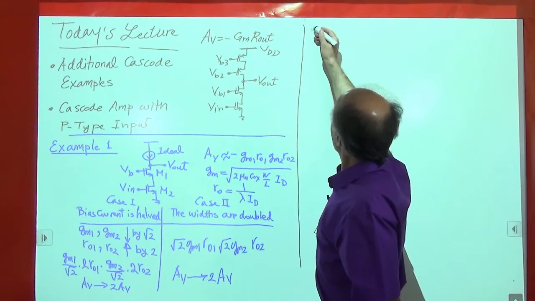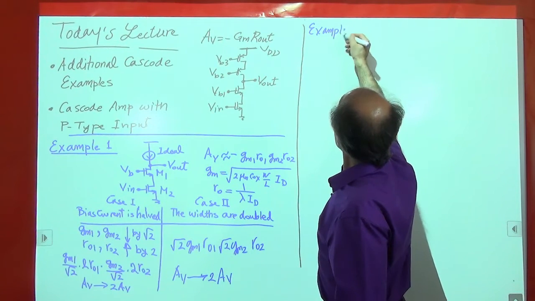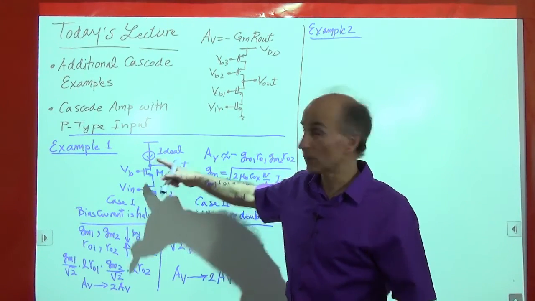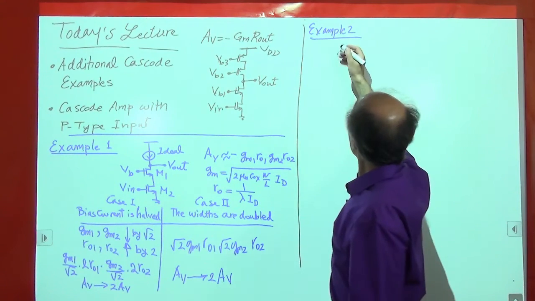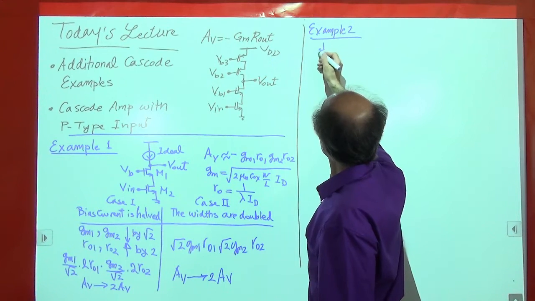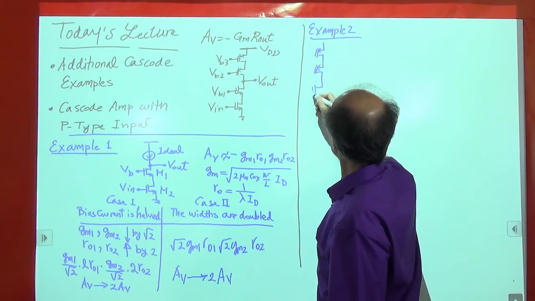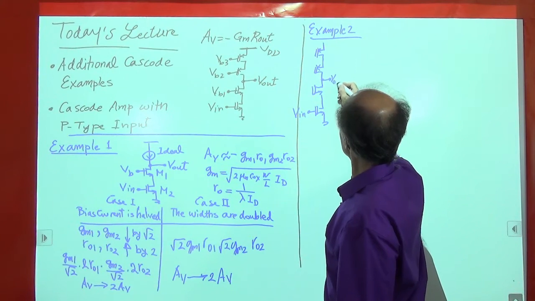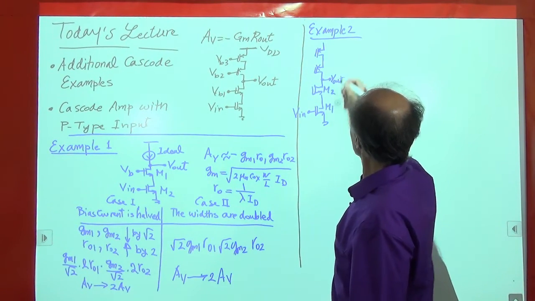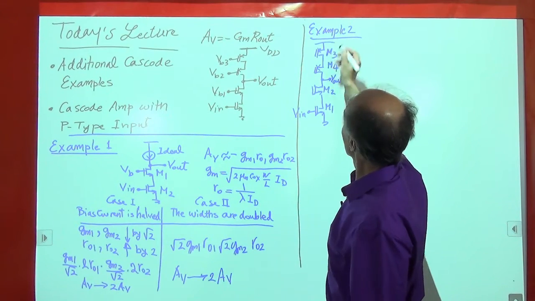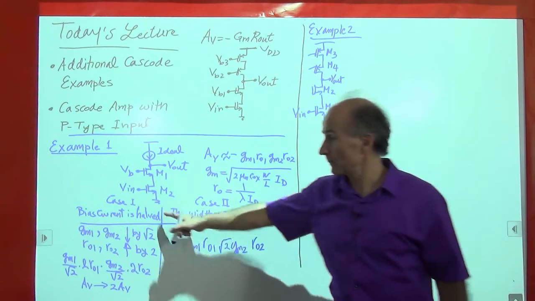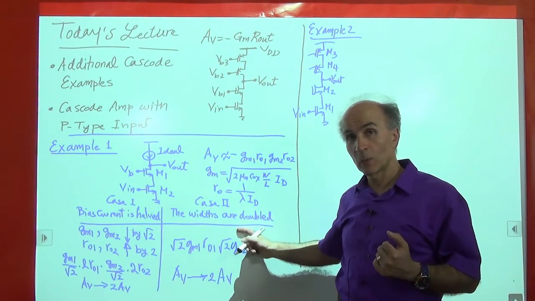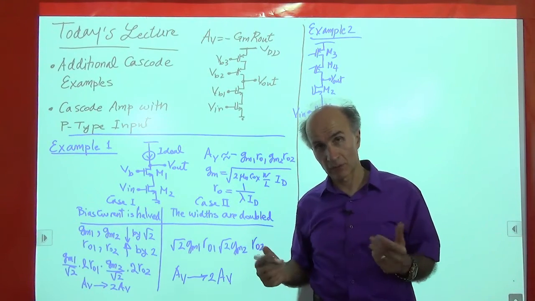So let's go to example 2. In this example, we'll be more ambitious and we'll replace this current source with a PMOS cascode, like what we had here. So now we have this situation. Let me try to draw it on this side. V in goes here, V out goes here, and we have M2, M1, M3, M4. We want to perform the same experiments: halve the bias current in one experiment, or double the width of the transistors in the other experiment, and see what happens to the voltage gain.